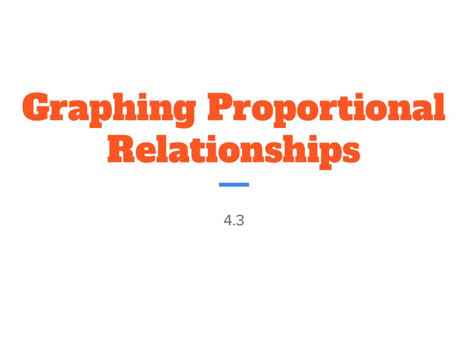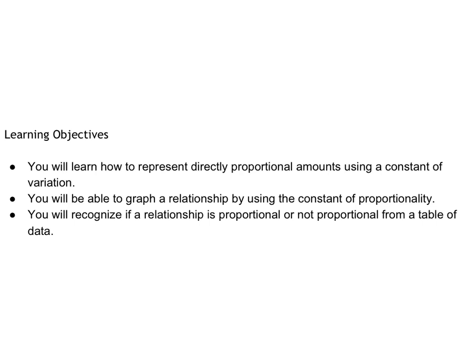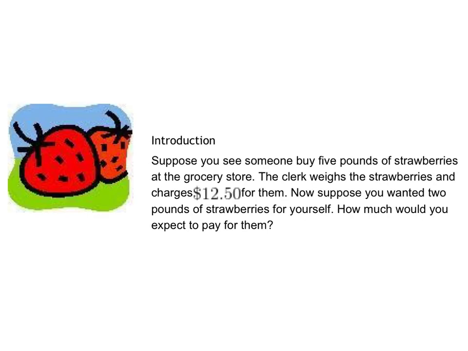Welcome to Lesson 4.3. Today we're going to talk graphing proportional relationships. Our learning objectives for today: learning how to represent directly proportional amounts using a constant of variation, be able to graph a relationship by using the constant of proportionality, and recognizing if a relationship is proportional or not from a table of data. Here's the intro problem.